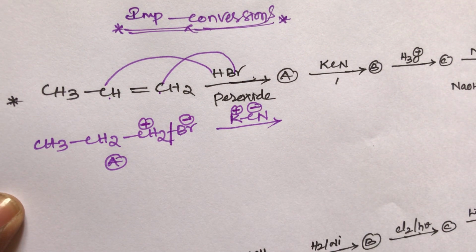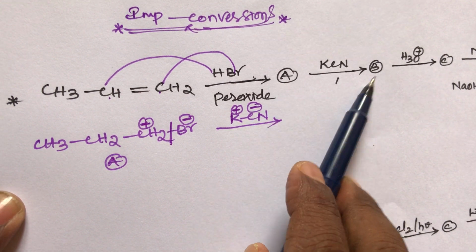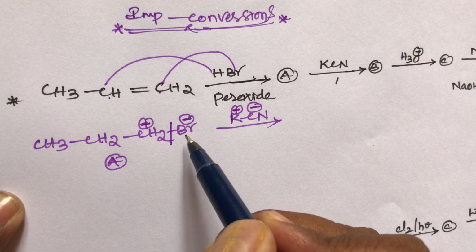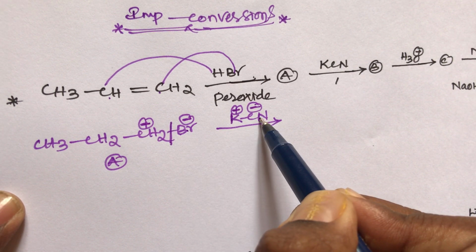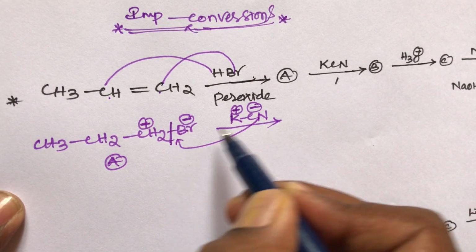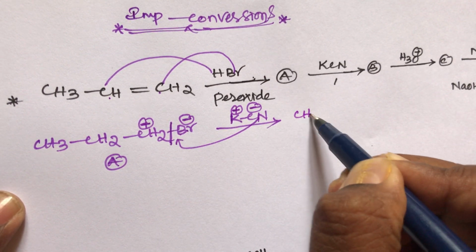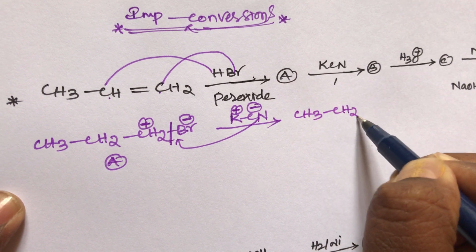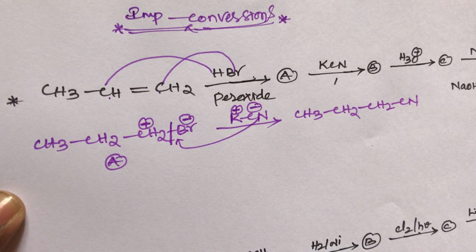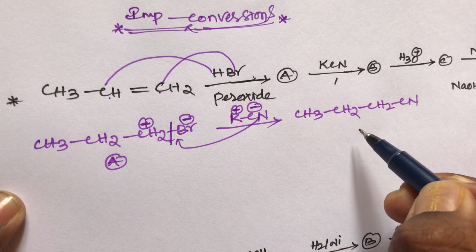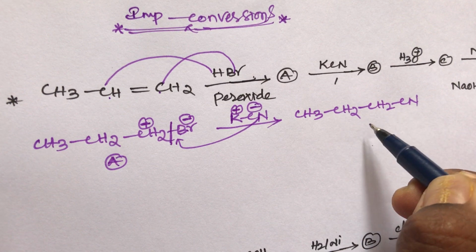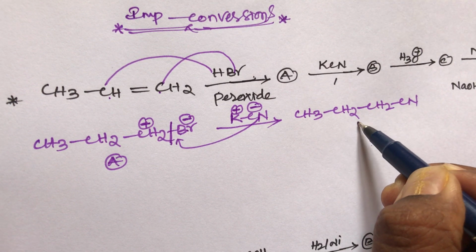So in this step, the conversion of A to B belongs to nucleophilic substitution reaction. Why? Because this Br minus is replaced by CN minus. So we get the final product CH3 CH2 CH2CN, that is propyl cyanide, that is cyanopropane. This is the B compound.